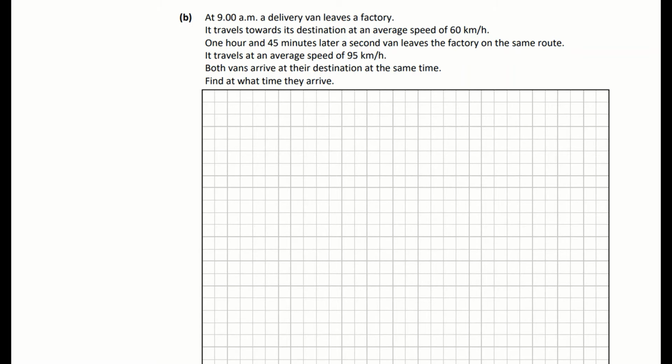Okay, so there's a bit of time, distance, and speed really is what we're looking at here. They both travel the same distance, don't they? They're both going from the factory to their destination. So I'm first of all just going to state that. I have van A, the 9 a.m. van, and I'm also going to do out the 9 plus 1:45 van. So I just have 2 scenarios going on here. They're both traveling the same distance.